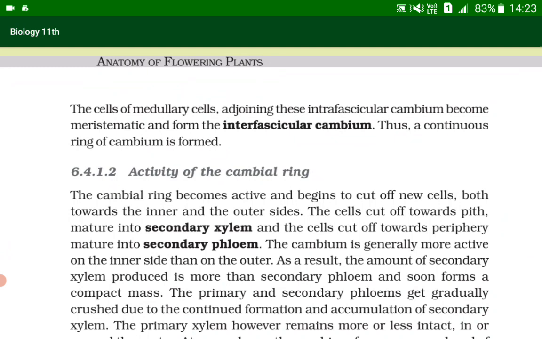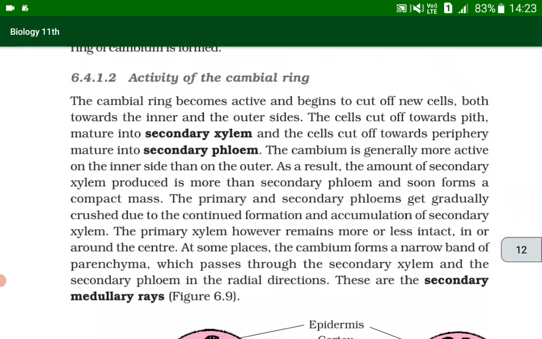6.4.1.2 Activity of the cambial ring. The cambial ring becomes active and begins to cut off new cells both towards the inner and the outer sides. The cells cut off towards the pith mature into secondary xylem and the cells cut off towards the periphery mature into the secondary phloem. The cambium is generally more active on the inner side than on the outer. As a result, the amount of secondary xylem produced is more than the secondary phloem and soon forms a compact mass. The primary and the secondary phloems get gradually crushed due to the continued formation and accumulation of the secondary xylem. The primary xylem, however, remains more or less intact in or around the centre.